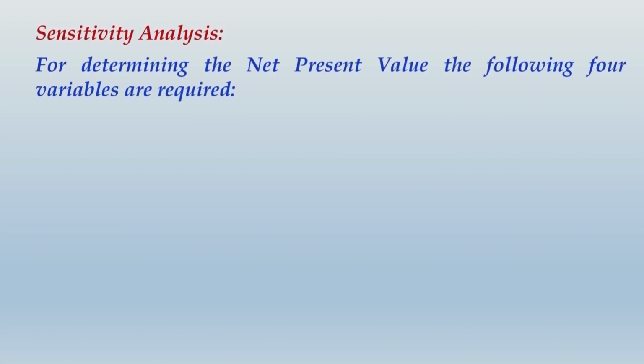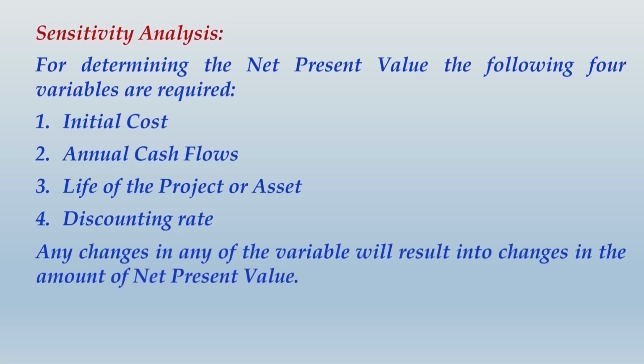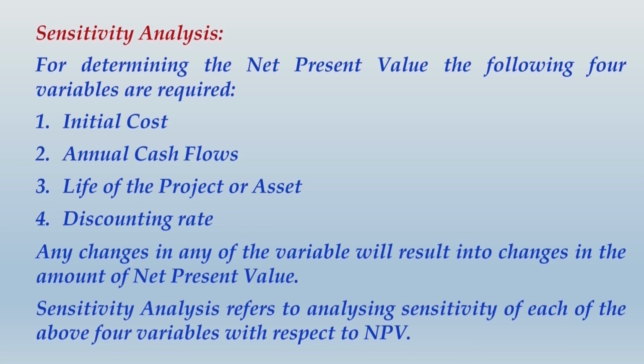So under the heading sensitivity analysis, you please write: for determining the net present value, the following 4 variables are required: initial cost, annual cash flows, life of the project or asset, and the fourth one is the discounting rate. Any change in any of the variables will result in changes in the amount of net present value. Sensitivity analysis refers to analyzing the sensitivity of each of the above 4 variables with respect to NPV. Please write up this much and then I take you ahead.